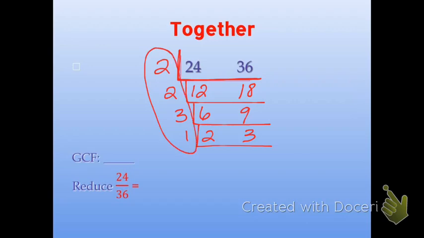We multiply it. So, I'm going to write it out here. It's 2 times 2 times 3. I'm going to leave off the 1. Are you okay if I leave off the 1? Because you know that it's there and it's just not going to change the number.